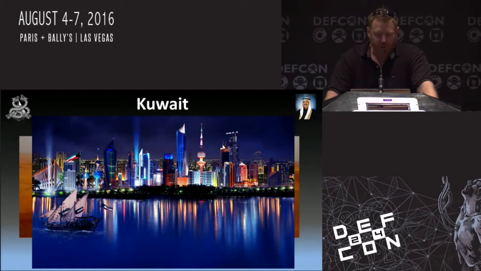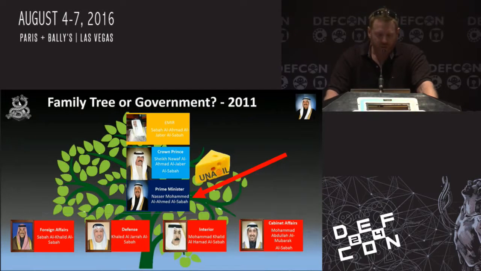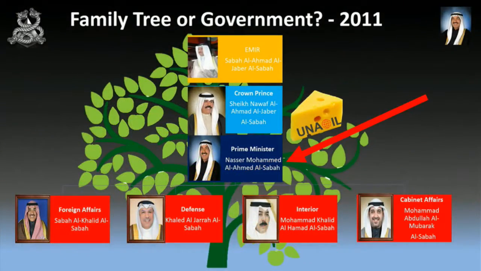So what we'll do is let's have a look at Kuwait City. This is the government and also family tree. They're pretty much exactly the same thing. We have the Emir up the top. You might see a common link in the last names. Al-Sabah, all the way through. So we have the Emir, Crown Prince, the Prime Minister. His name is Nasser Al-Sabah, and then you can see the Foreign Affairs and Defence Ministries. Now, what we want to do here is we want to overthrow Prime Minister Nasser. And for those who know the Unaoil scandal, the bribery scandal, they referred to him as the big cheese.